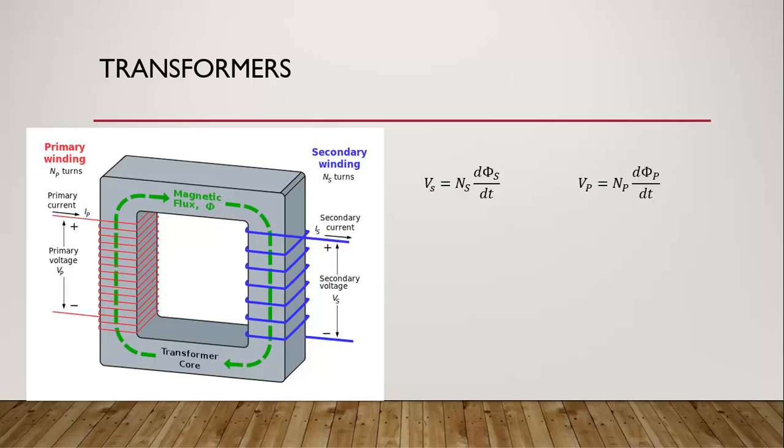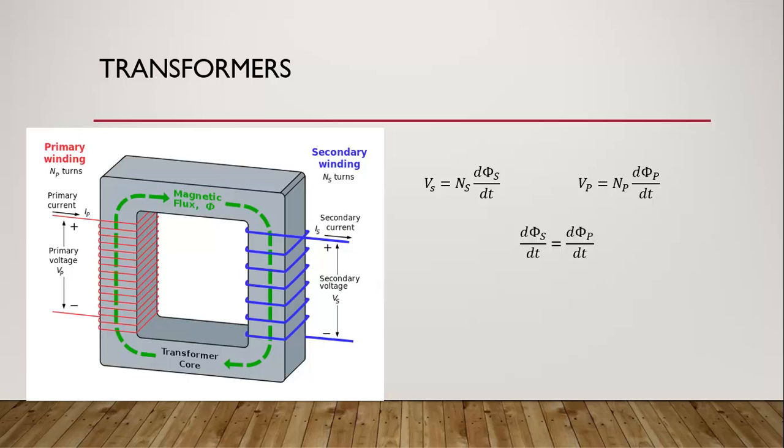So we know how these two voltages relate to one another. They relate to changes in flux inside of them. Voltage of the secondary, I'm going to call it S, should be number of loops in the secondary times change in flux of the secondary over change in time. And voltage in the primary should be number of loops in the primary times change in flux in the primary over change in time.